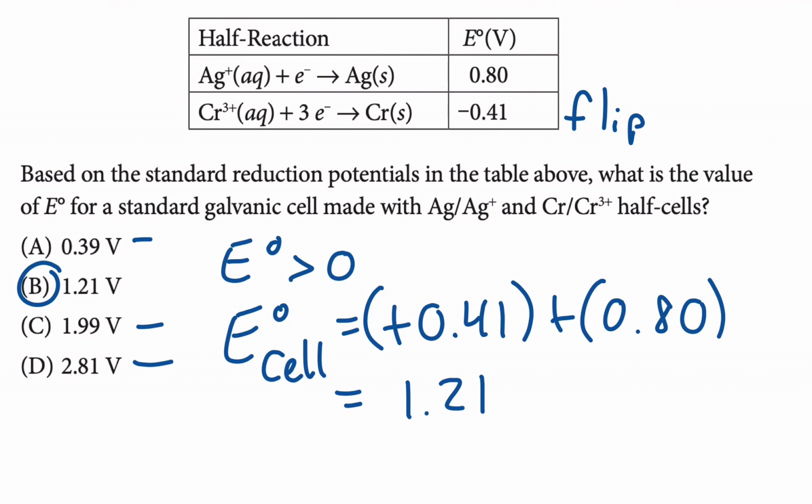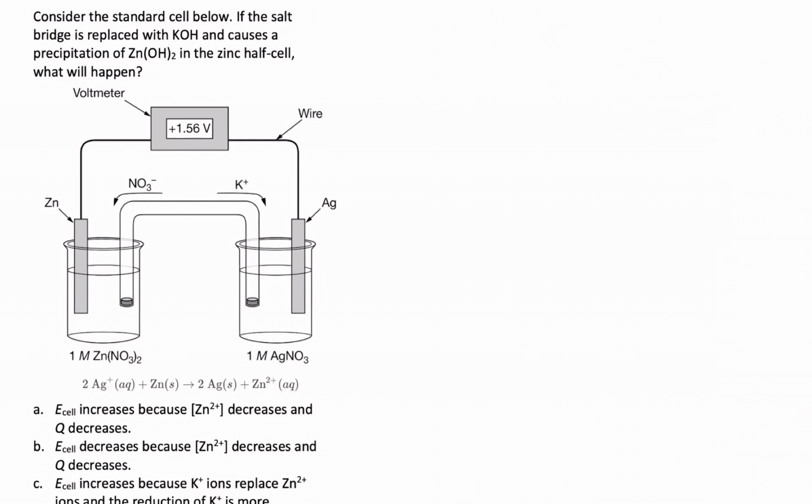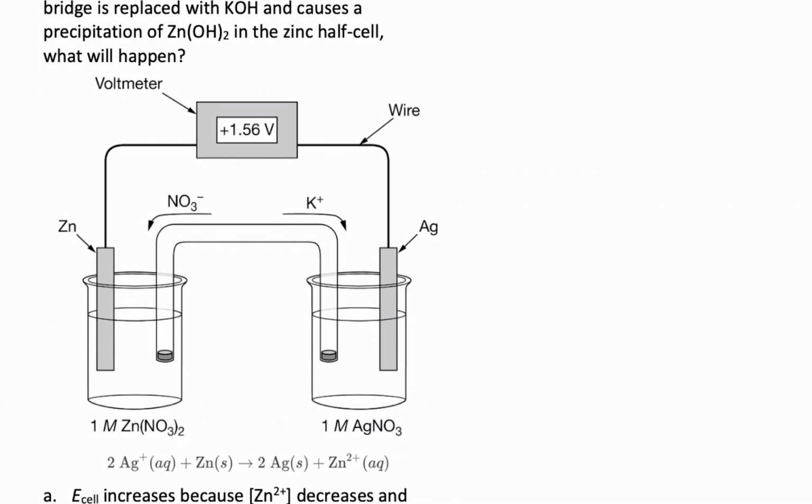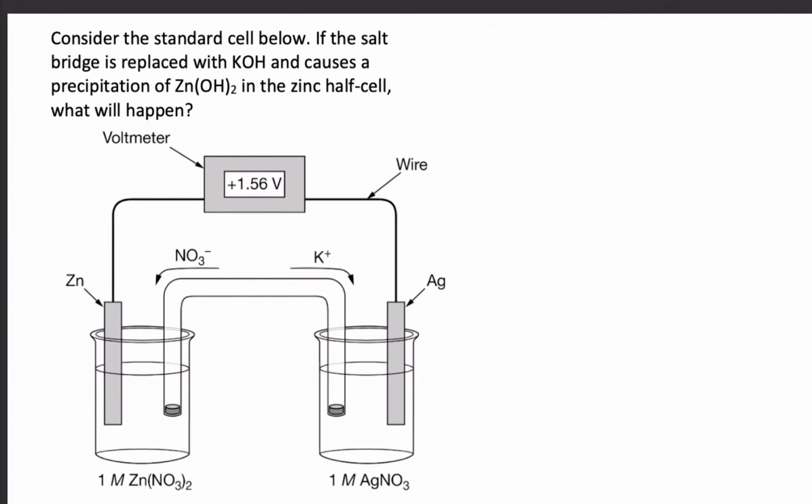You just change the sign before you add them together. Let's try another one. Here's a better picture of an electrochemical cell. It looks like a Voltaic cell by the fact that they have a standard cell and a 2-beaker system. That's just usually what we see with a Voltaic cell.